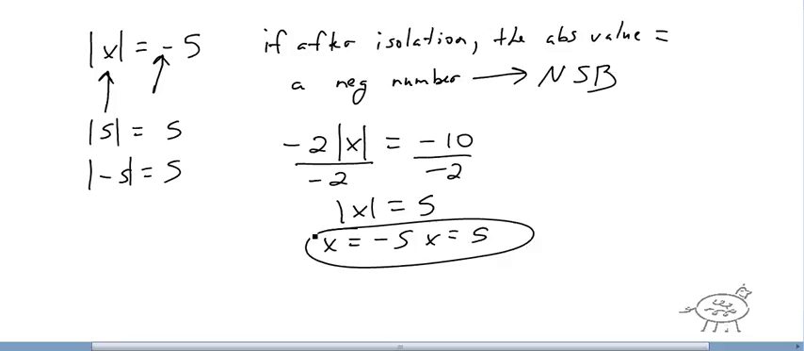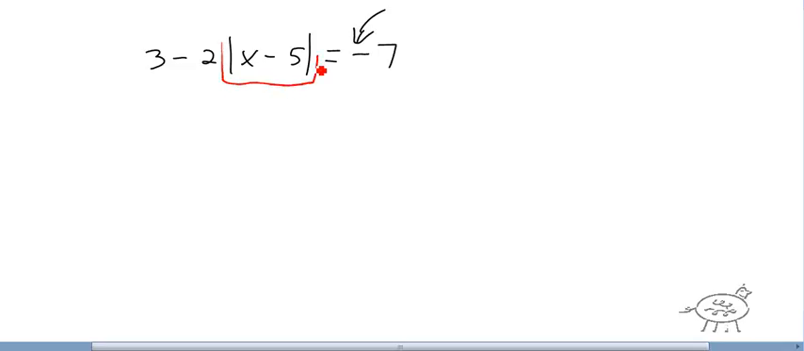Okay, so be careful. So let's do a quick example here. If I have 3 minus 2 times absolute value of x minus 5 is equal to negative 7. Okay, well, first of all, it doesn't matter. You shouldn't even care that there's a negative right here, because we're not done. We haven't isolated that absolute value. So if you remember, the first thing I'm going to do is isolate this. I am not going to touch that. If you touch it, it's wrong.